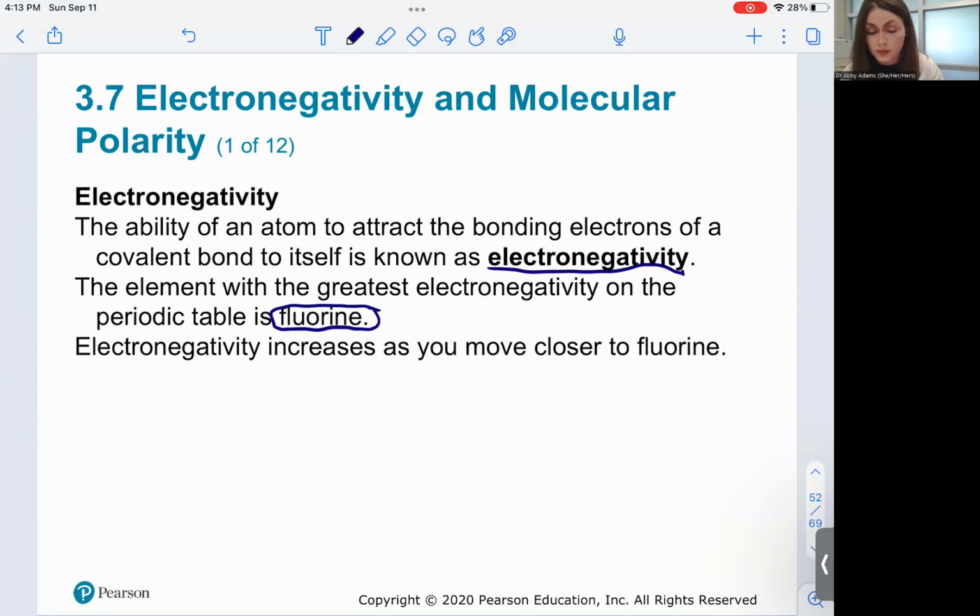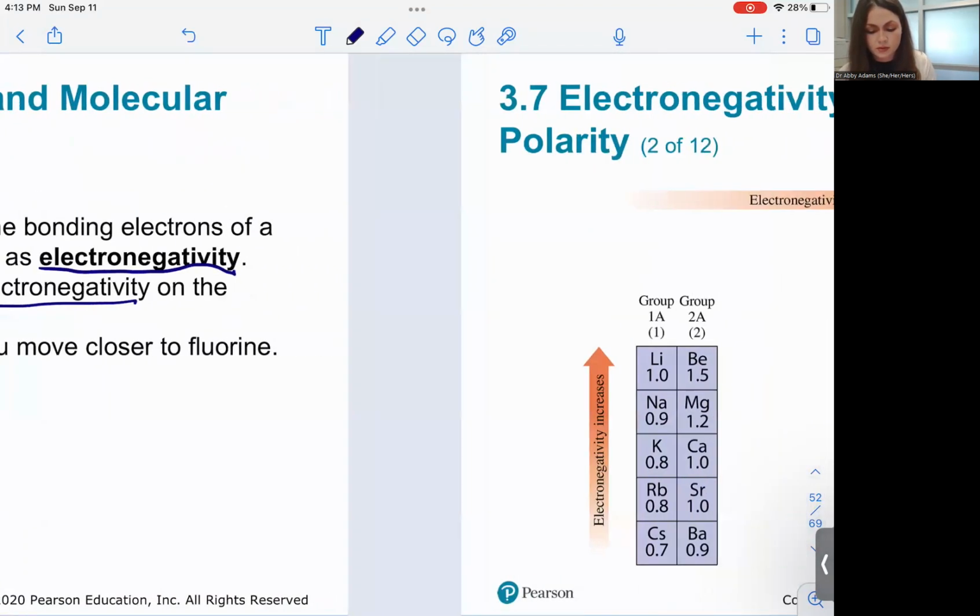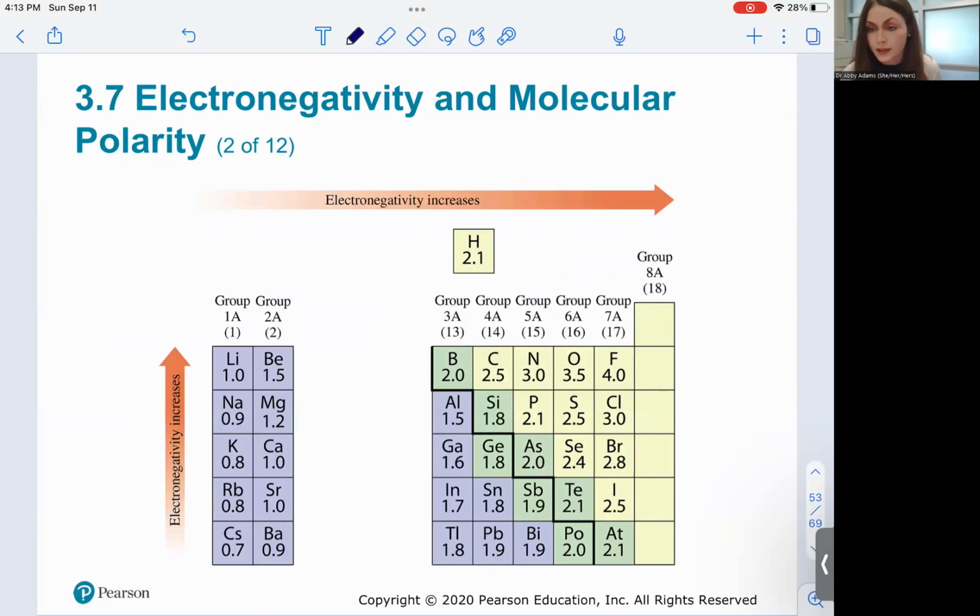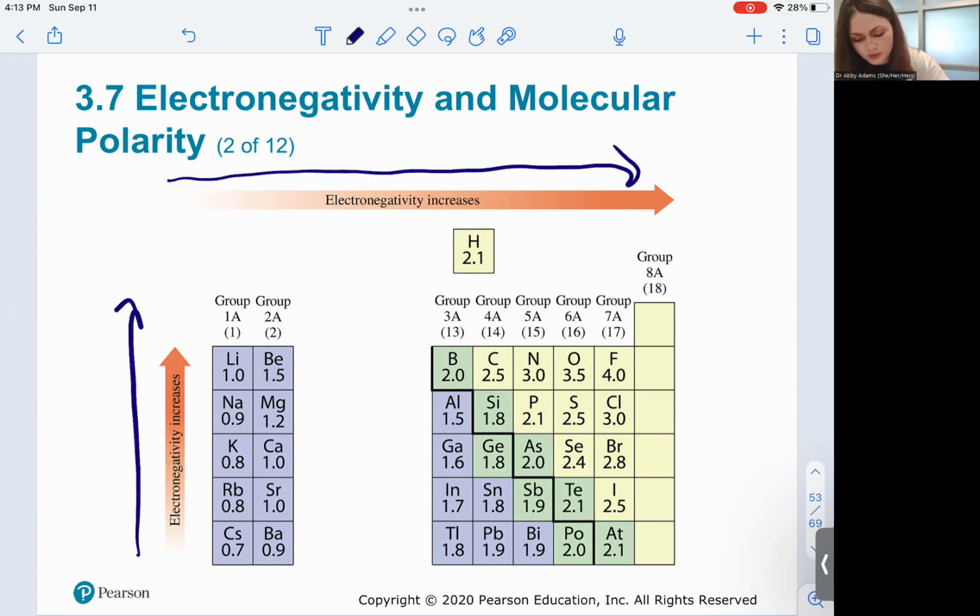So you can always remember, and it's repeated several times in this PowerPoint, if you go over the PowerPoints a lot, you're going to do well on the test. The element with the greatest electronegativity is fluorine. As you get closer to fluorine on the periodic table, you have more electronegativity. So the periodic table is really like a map for electronegativity. Going from the bottom to the top, electronegativity increases, and from left to right, electronegativity increases. So where do you end up right here?